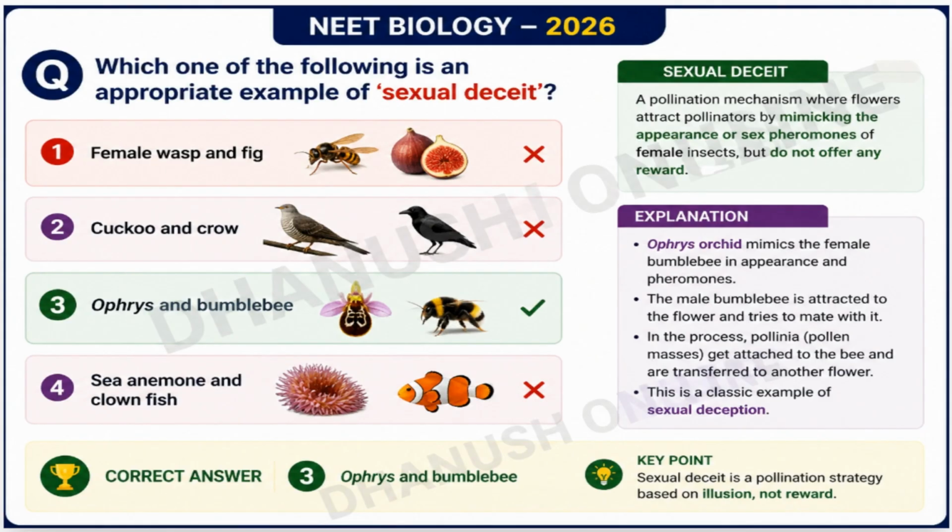Which one of the following is an appropriate example of sexual deceit? The correct example is Ophrys and bumblebee. The Ophrys orchid mimics the female bumblebee to attract the male for pollination, a strategy based on illusion.